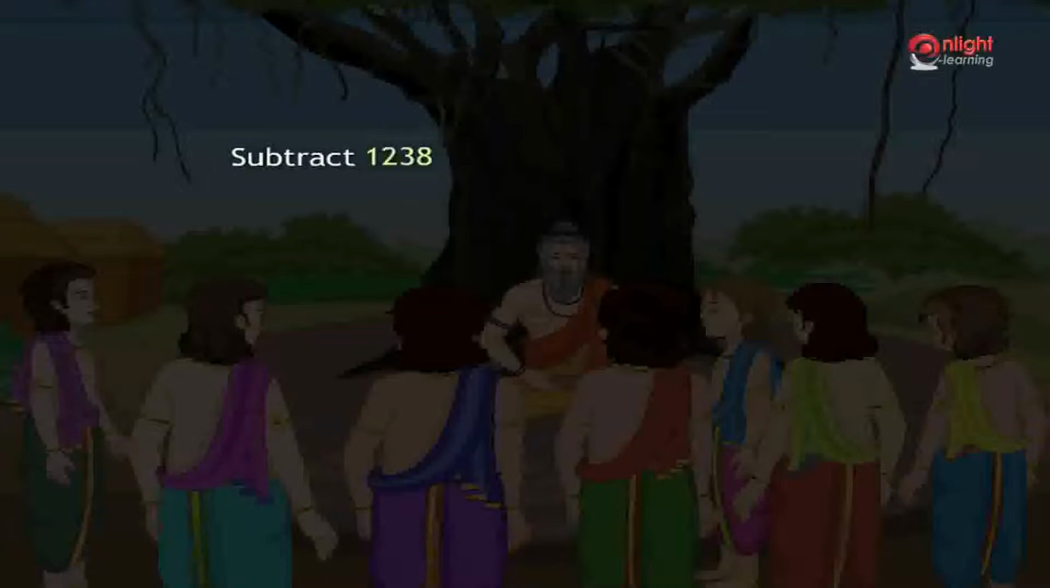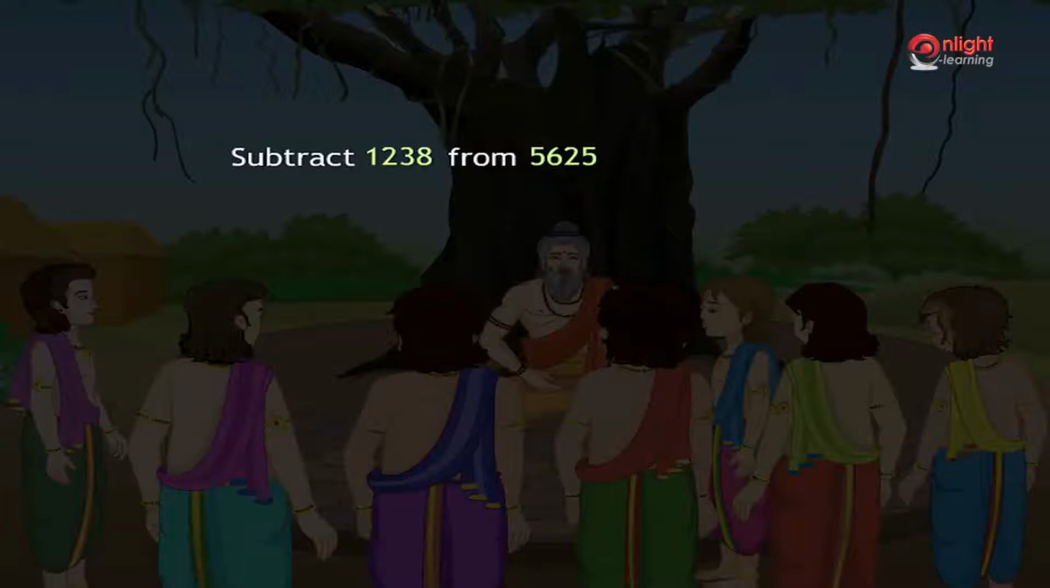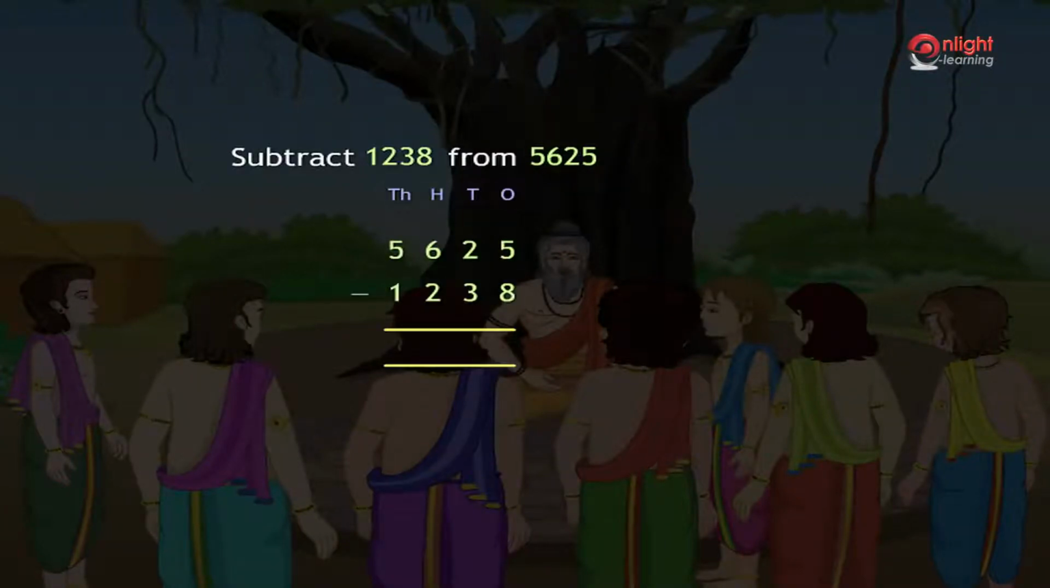Let me show you subtraction with carrying. Subtract 1238 from 5625. First, we have to subtract the numbers in the ones place. Here we see that 8 is greater than 5. So it is not possible to subtract 8 from 5. Now borrow 1 ten from tens place to ones place. So the value of ones will be 10 plus 5 equal to 15.